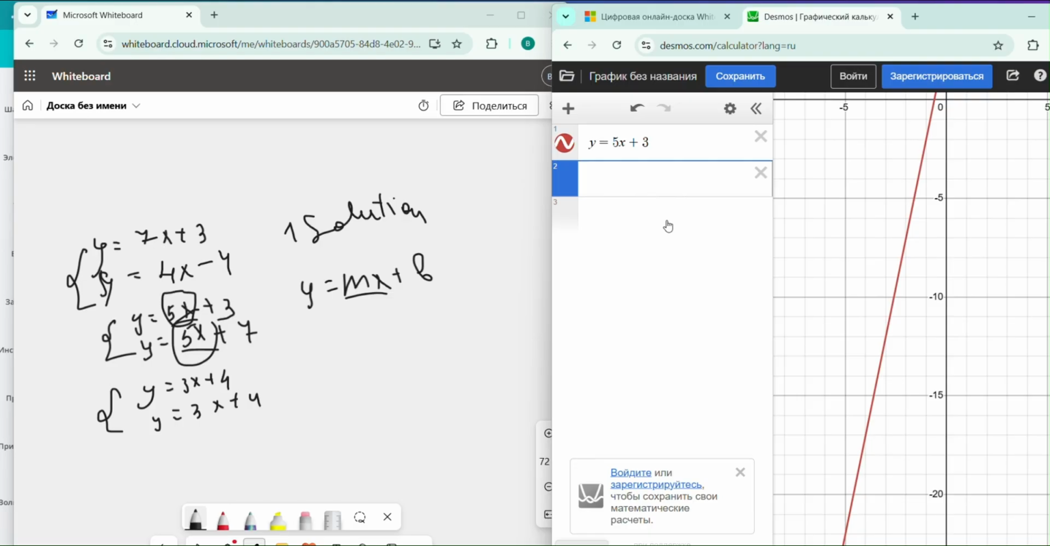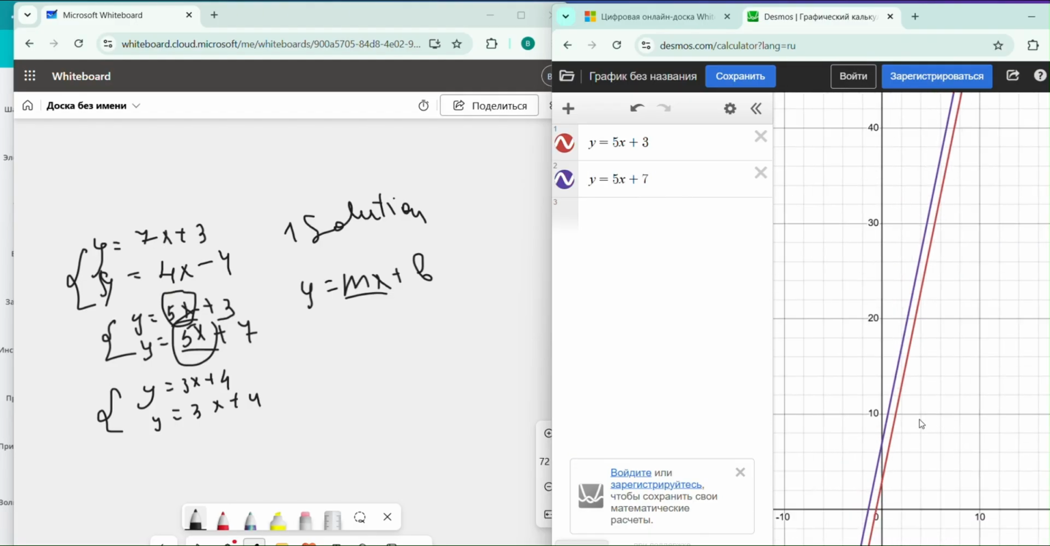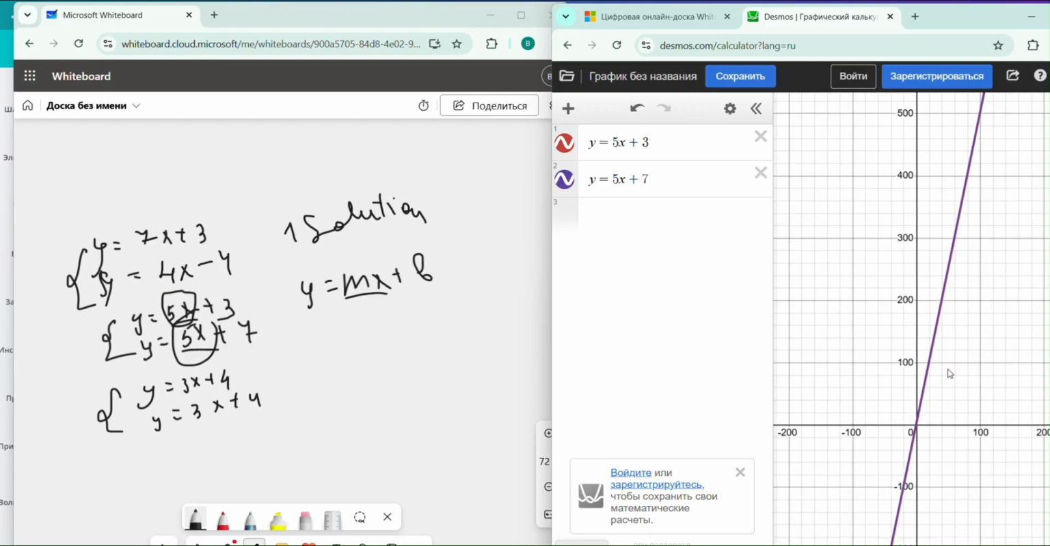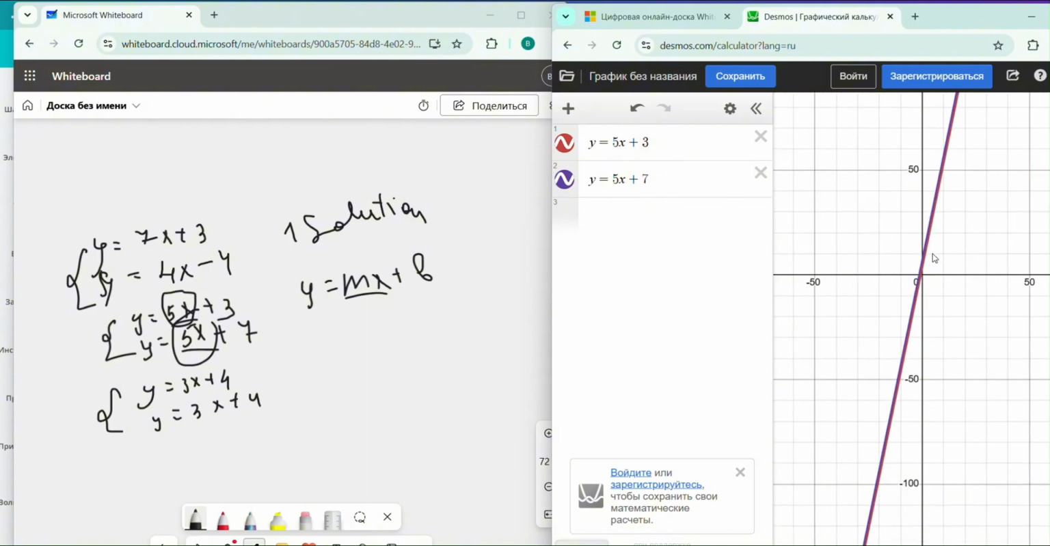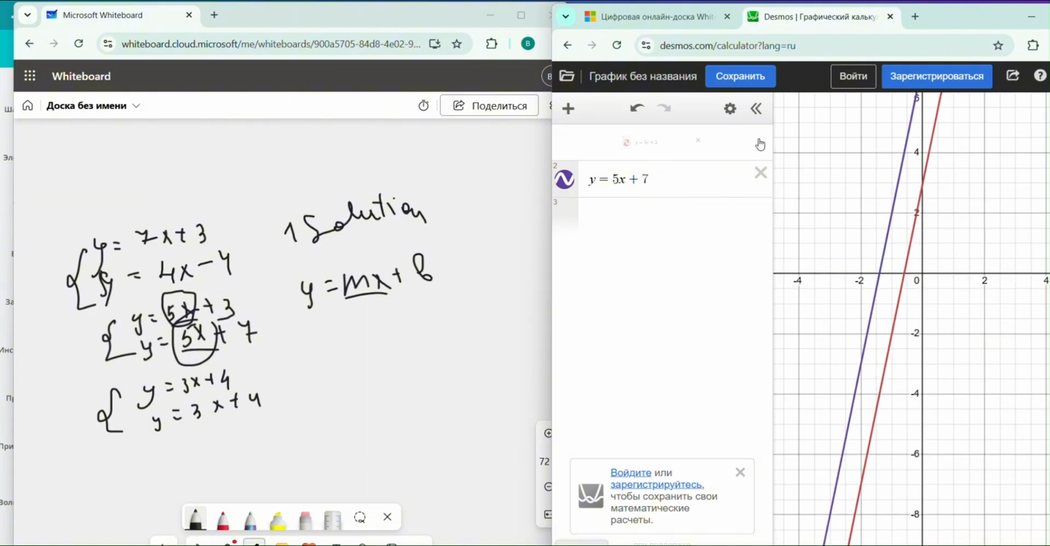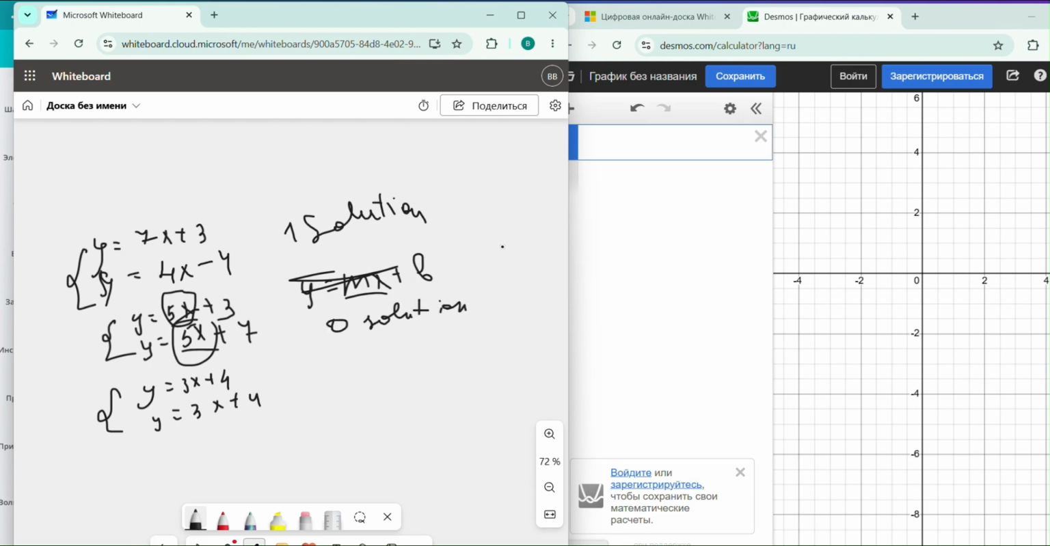Let me illustrate it. Plus 7. See, the two lines are parallel, and regardless of how you scroll, whether up or down, they won't ever cross. This is the rule. They basically obey that rule. And third scenario. So basically in this case, we have how many? 0 solutions, because they don't intersect.